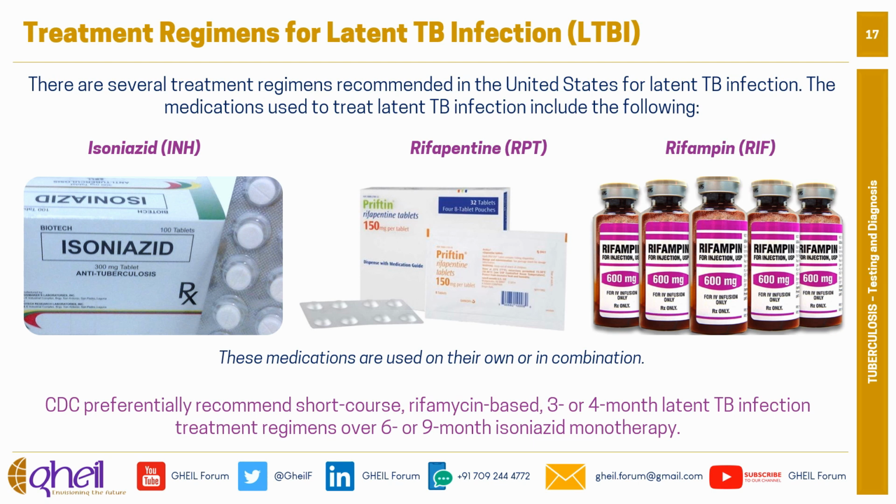CDC and the National Tuberculosis Controllers Association, NTCA, preferentially recommend short-course, rifamycin-based, 3 or 4 month latent TB infection treatment regimens over 6 or 9 month isoniazid monotherapy.